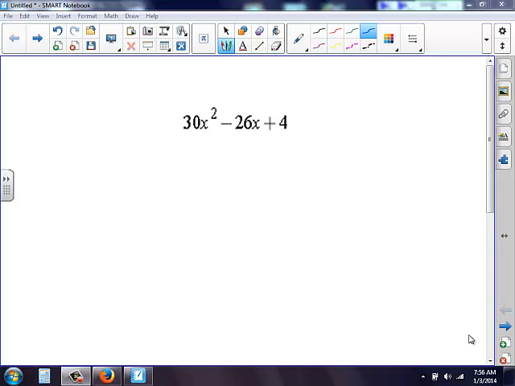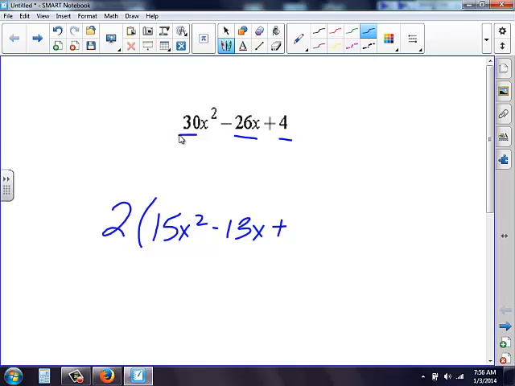We have 30x squared minus 26x plus 4. Before we start doing anything, we always need to double check if we can pull anything out. And in this case, we notice we can pull out a 2 out of every single term. So I pull out that 2, and I'm going to be left with 15x squared minus 13x plus 2.